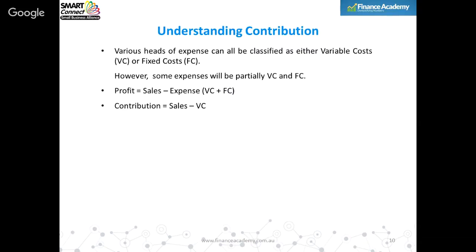We just learned contribution is sales minus variable cost. Adding on to that, profit will now become contribution minus fixed cost. Friends, all I'm doing here is splitting expenses into variable cost and fixed cost. And we have just taken variable cost into picture when it comes to contribution. So contribution is sales minus variable cost. Now contribution minus fixed cost becomes profit.